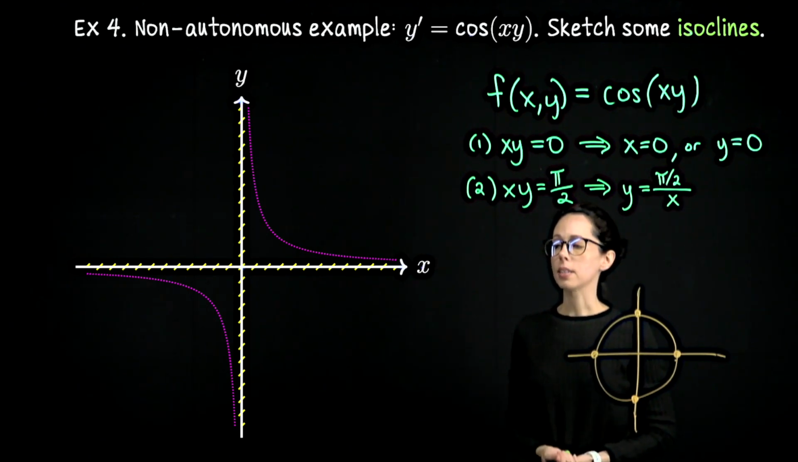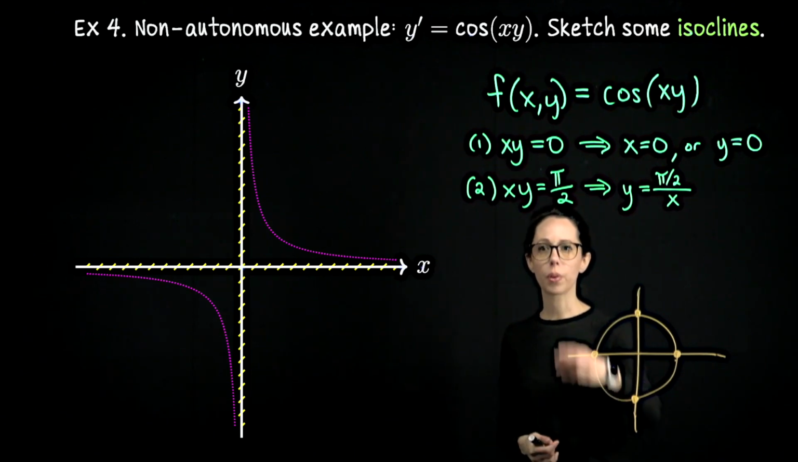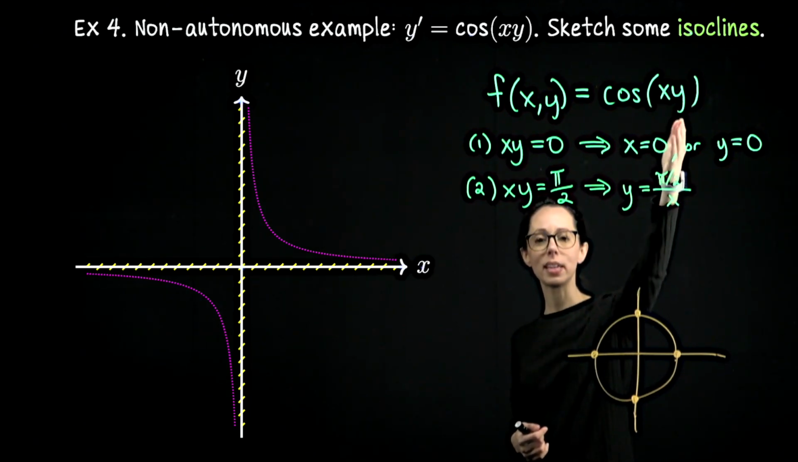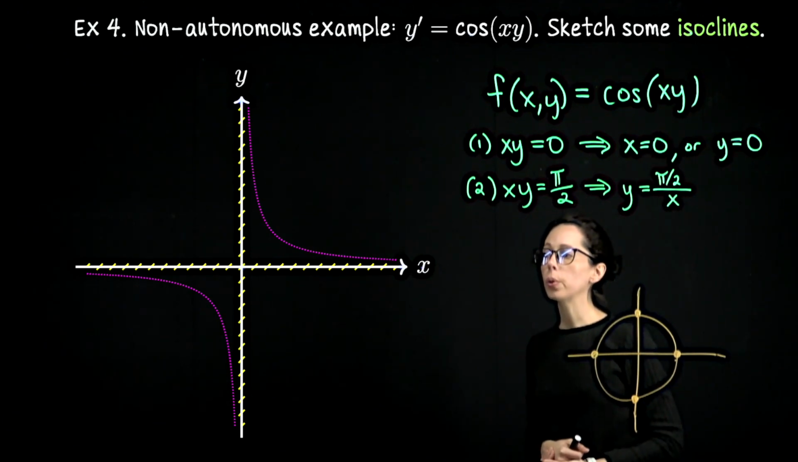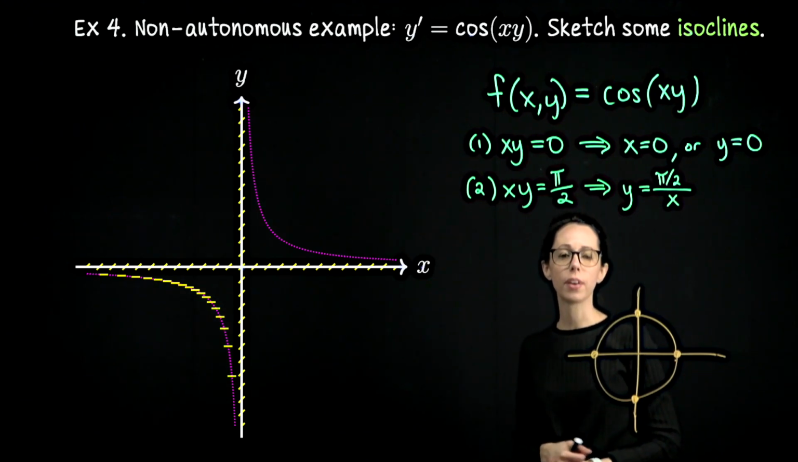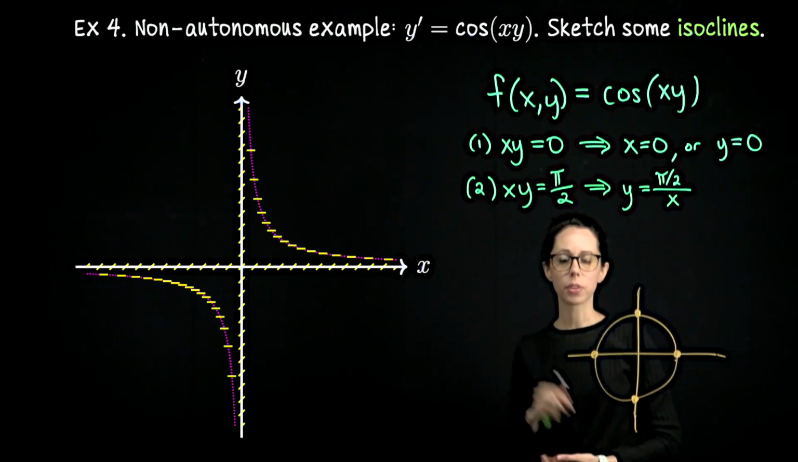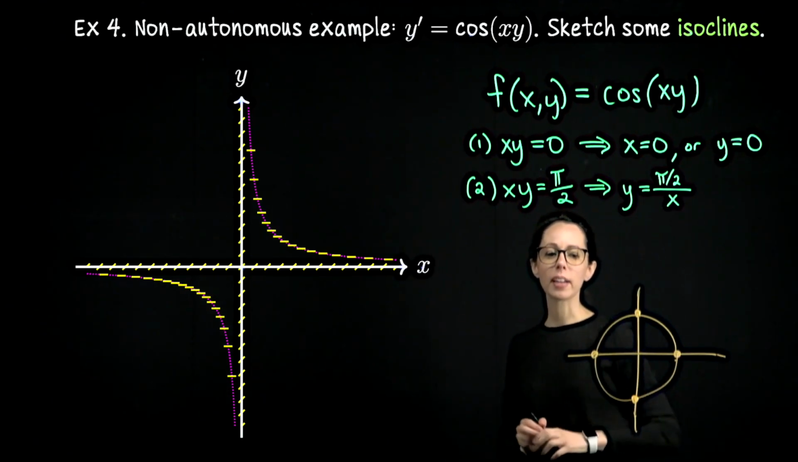Those are isoclines. What is the slope that we associate with those isoclines? Well, if we plug xy equals pi over 2 into the cosine function, the cosine of pi over 2 is 0. So to these isoclines, I'm going to add little line segments, all of which have a slope which is 0, so they're flat. Okay, so that's the start of our picture. It's just going to get a little busier. Let's go around now to pi.